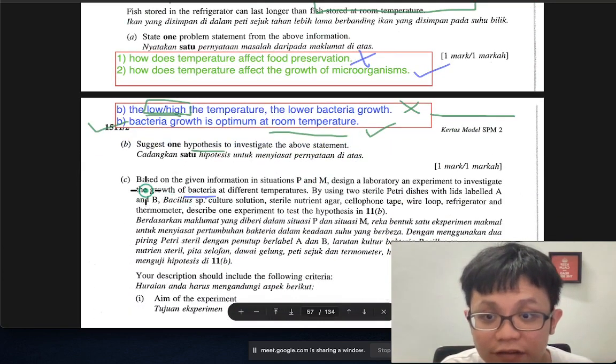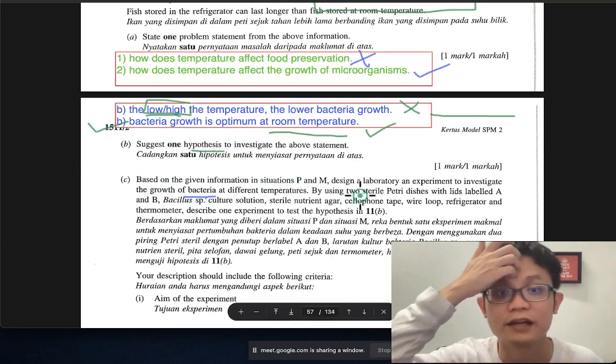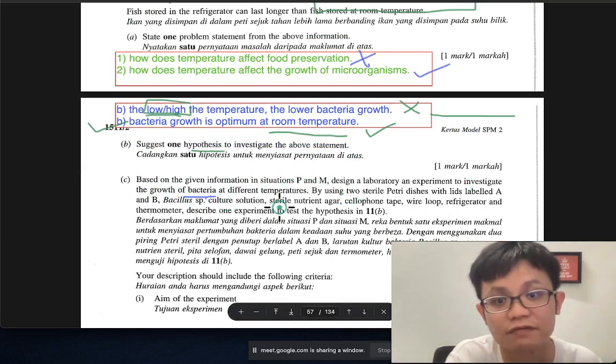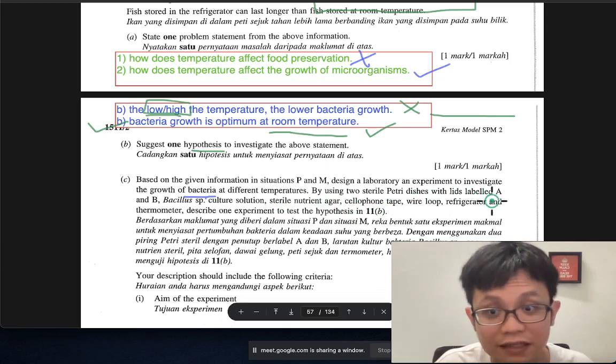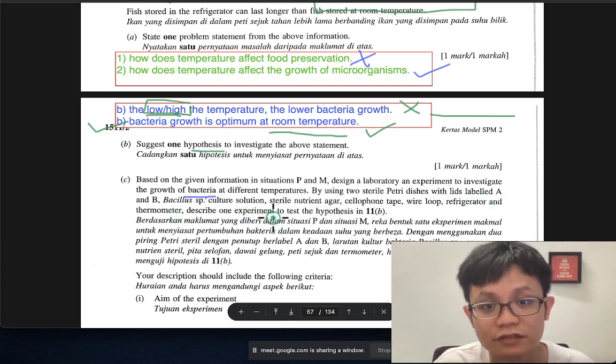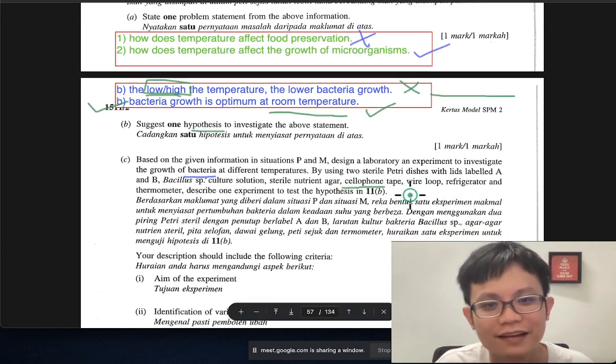Okay, let's read the question. Given the information, design an elaborate experiment to investigate the growth of bacteria at different temperatures by using two sterilized labelled Petri dishes A and B, bacterial culture solution, sterilized nutrient agar, cellophane tape. I thought cellophane is a brand name. Cellophane is not a brand name. That's called the tape only. Wire loop, refrigerator, and thermometer. Describe the experiment to test the hypothesis in 11b.